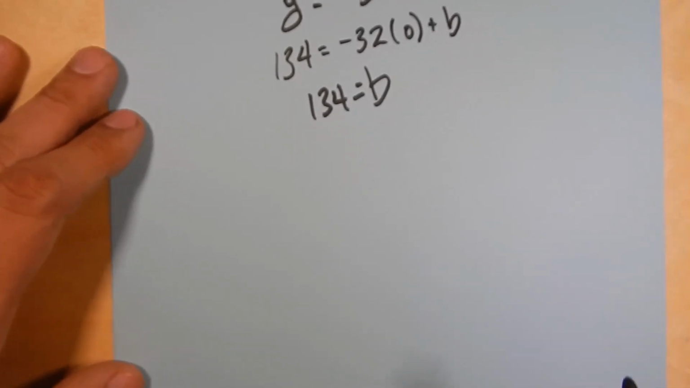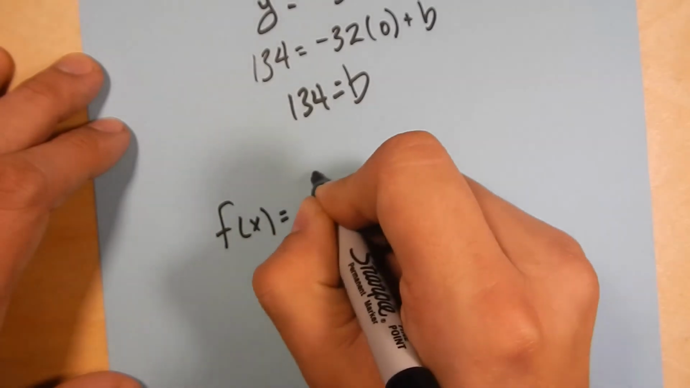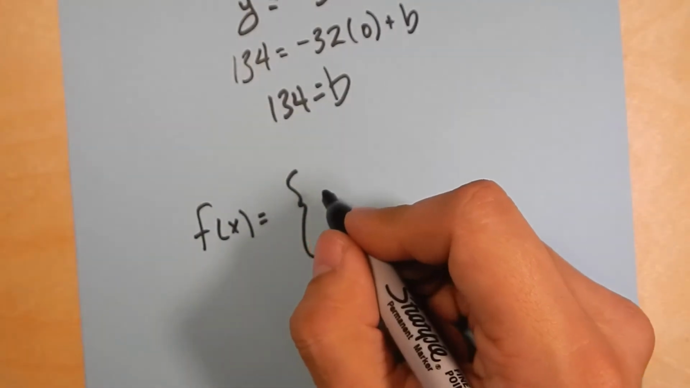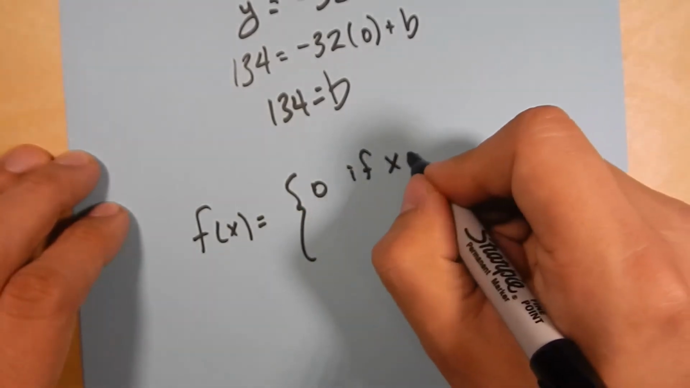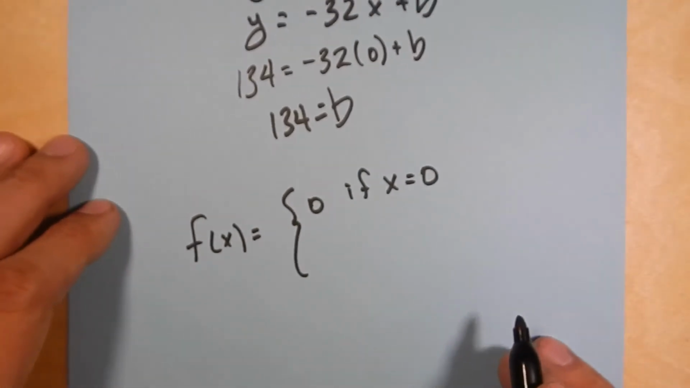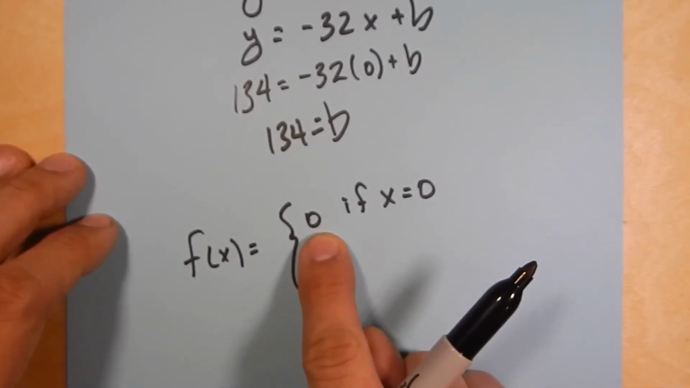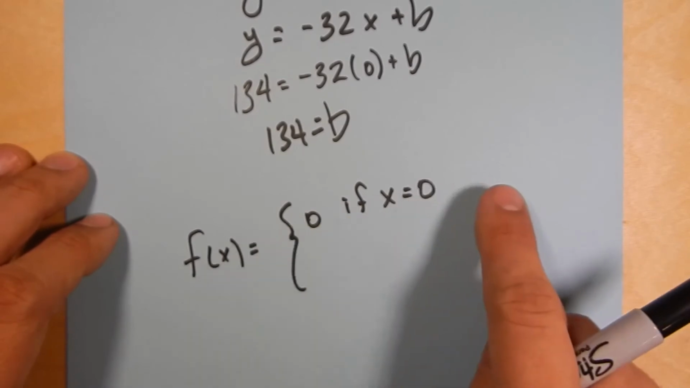Okay, so recursive function. That is f of x is the first output, which was 0, if x is our first input, which is also 0. So when x is 0, the output is 0. What we're doing, in a sense, is instantiating the function here. That's a good word.